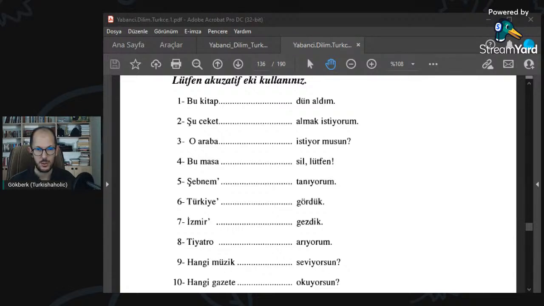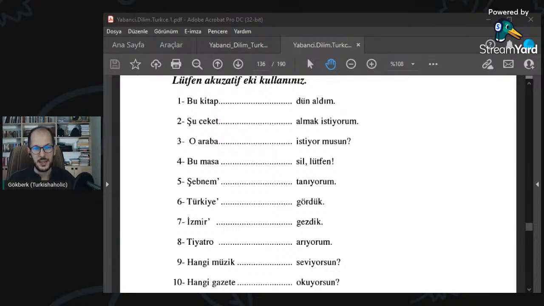Tiyatroyu arıyorum. So we don't have to use an apostrophe. Tiyatro is just a normal noun. If it was a special theater, then it would have been different. It would have to be, for example, İzmir tiyatrosunu. Then that's a completely different suffix. Okay. Tiyatroyu arıyorum. I'm searching, I'm looking for the theater.